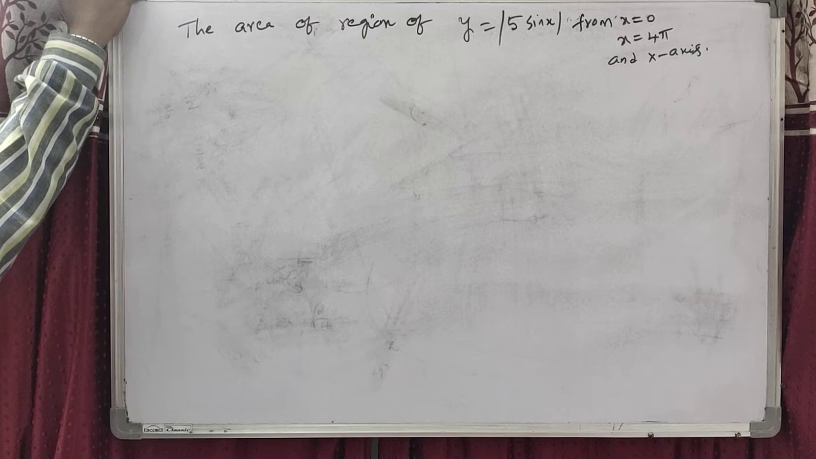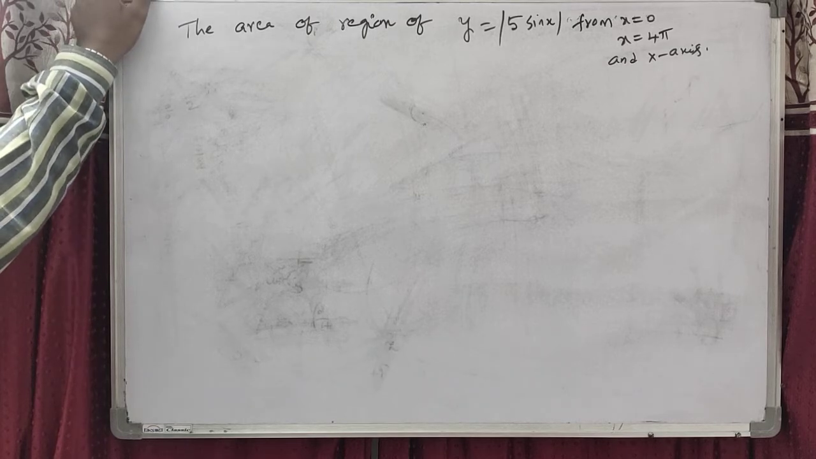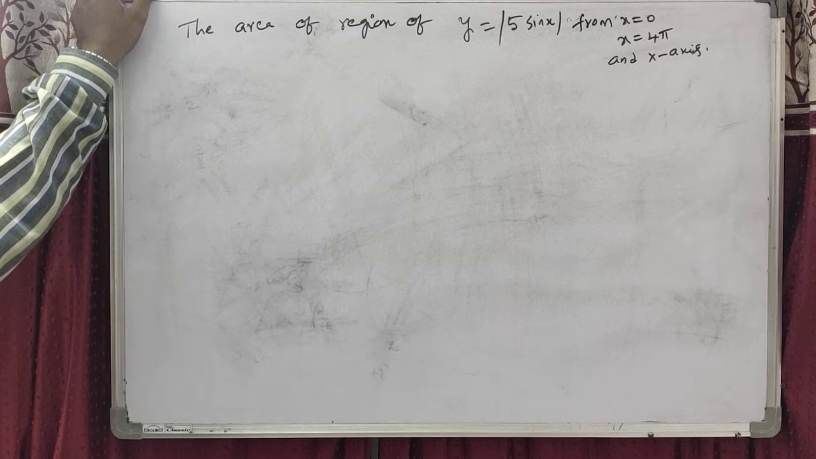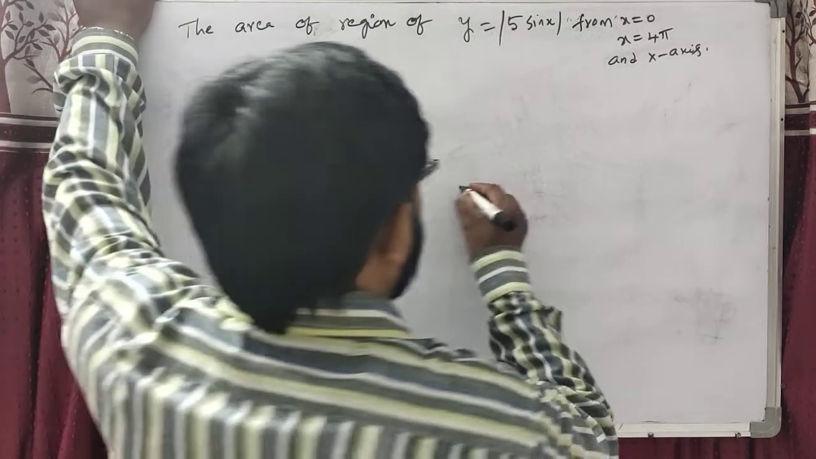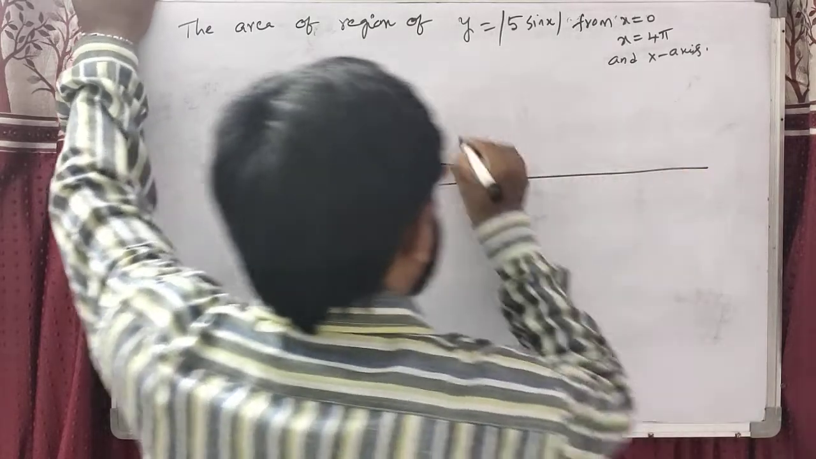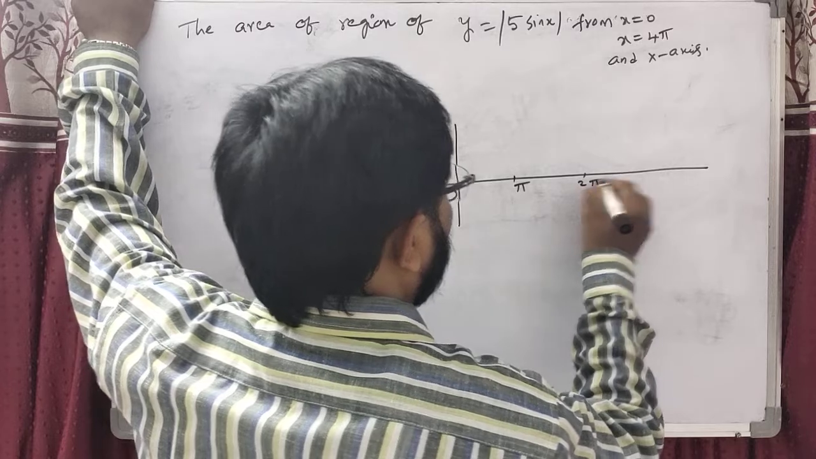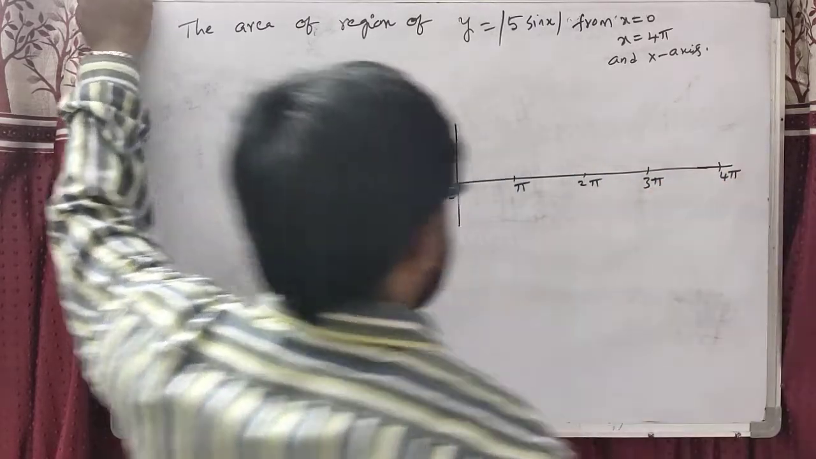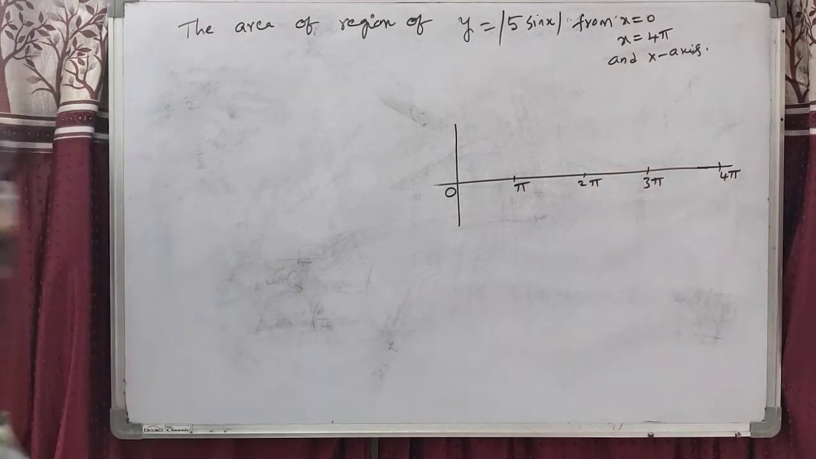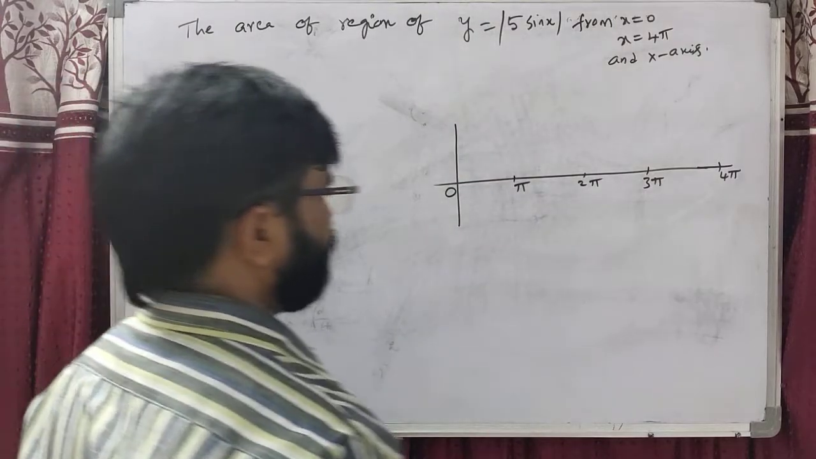Dear students, y equals 5 |sin x|. Consider x equal to 0 to x equal to 4 pi. Dear students, we can write this as 0, pi, 2 pi, 3 pi, 4 pi. We can write 5 |sin x|, where the 5 you can write outside, and the mod of sin x.